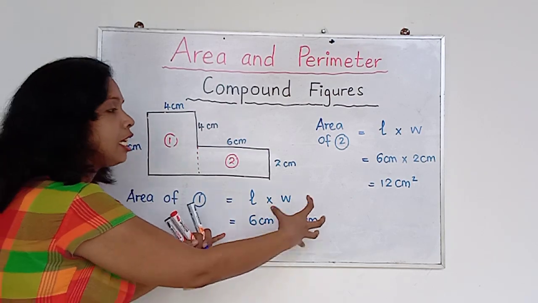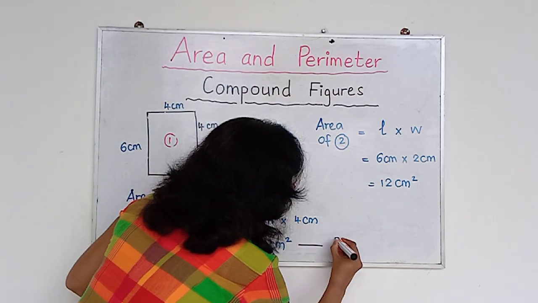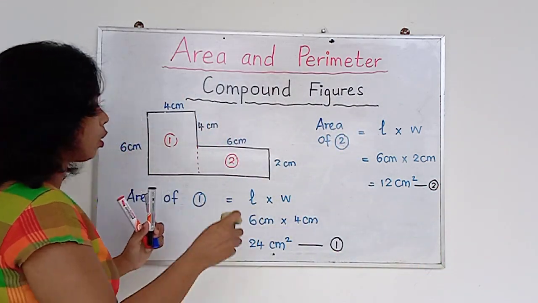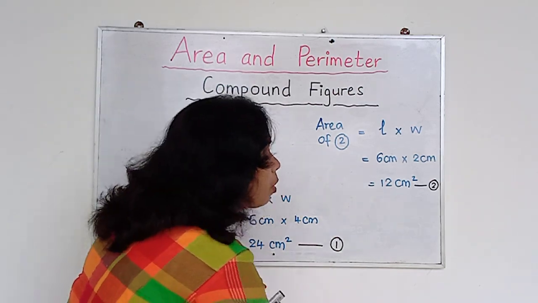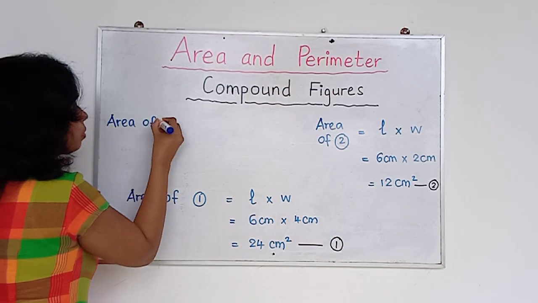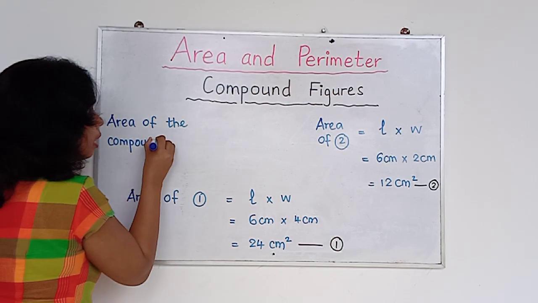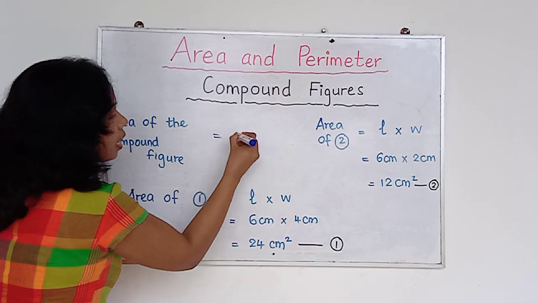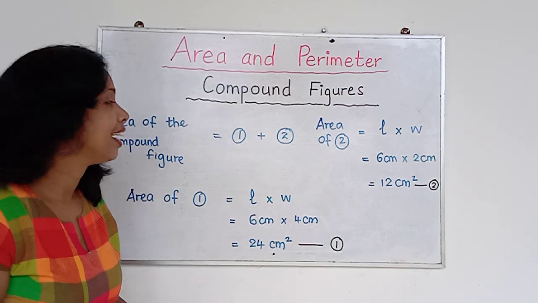So here I want to add these 2 figures together. Before that, look what I am doing. So this is answer 1. This is answer 2. Now you can remember the compound figure. Now I am going to erase it. Now look at how I am going to write the third step. Area of the compound figure. Then how can I write it, children? 1 plus 2. When you write like this, it's very clear.